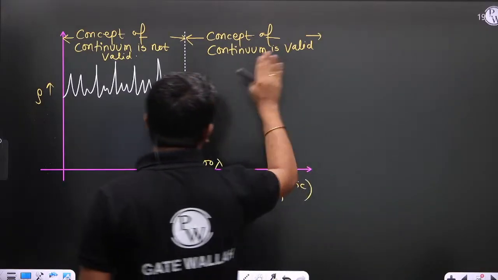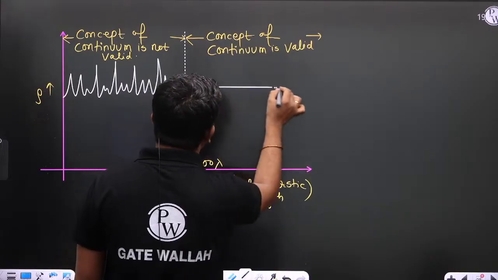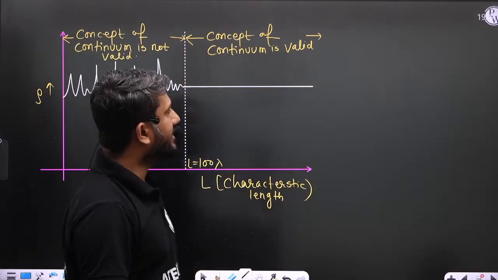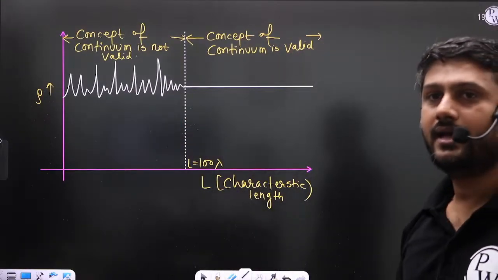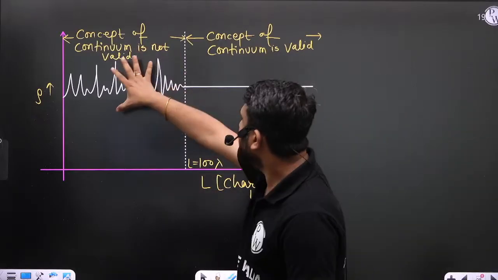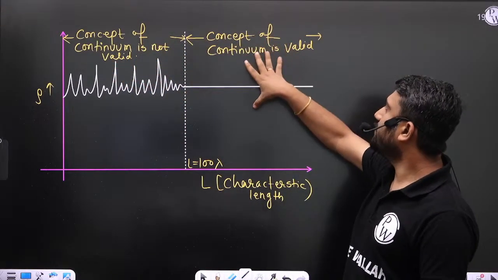But when the concept of continuum is valid, at every point you are getting the density. Is it clear? Right? This is the zone where concept of continuum is not valid. This is the zone where concept of continuum is valid.